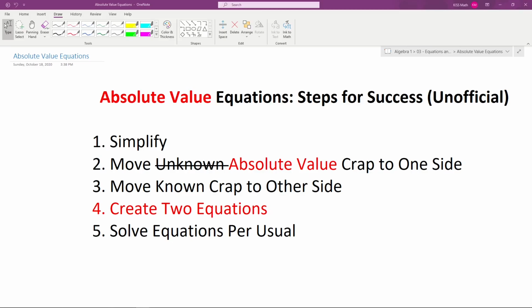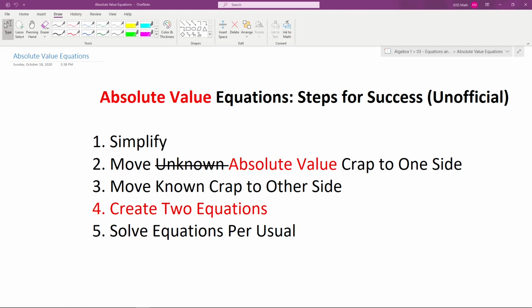In this video, we will cover what to do if your equation contains absolute value expressions. Everything you learned about equations so far still applies, but there are a few things you have to do differently. So here are the steps for solving equations from the previous video, but I've modified them for absolute value equations.